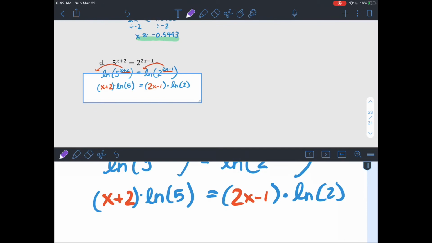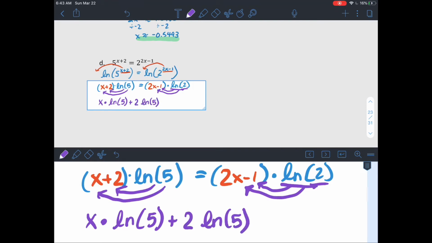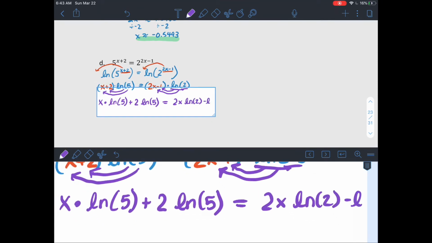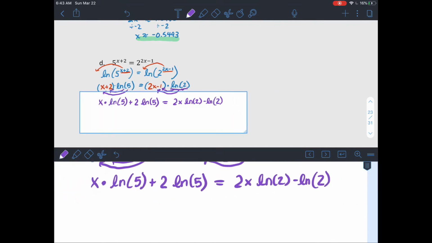Then it's going to get a little messy algebra. So I want to actually multiply my natural log of 5 and my natural log of 2 times both terms there. So a little distributive property, written perhaps kind of backwards, but you have x times natural log of 5 plus 2 times natural log of 5 equals 2x times natural log of 2 minus 1 times natural log of 2, which is just natural log of 2.